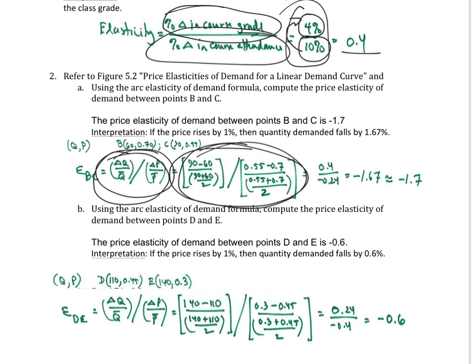So you do the calculation and you get a number. What do you do with that number to help with the interpretation? Well, that number is always over 1, and remember, this is a percentage. In this case, it's percent over percent. So the interpretation is, since we're talking about price elasticity, if the price increases by 1%, we'll see a 1.7% decrease in the quantity demanded. If the price increases by 1%, then quantity demanded falls by 1.67, or 1.7%.